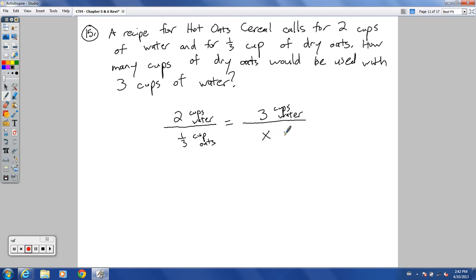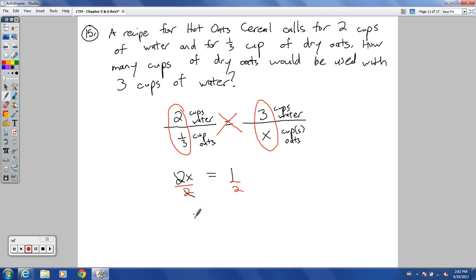I'm going to call it x, so a cup or cups of oats. So think about just the numbers now. Think about this and this. Think about this and this. I'm going to cross multiply here. So I would have 2x equals 3 times 1/3. That would just be 1. Sorry, not 3. That would just be 1. And so you would divide by 2 both sides, and that gives you your final answer. You would have 1/2 of a cup of oats with 3 cups of water.